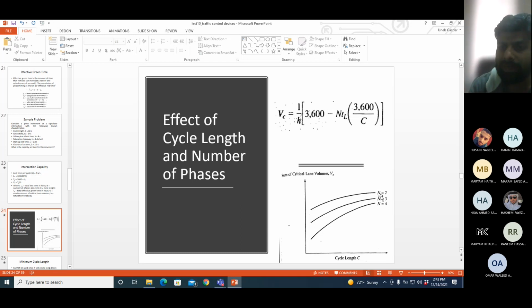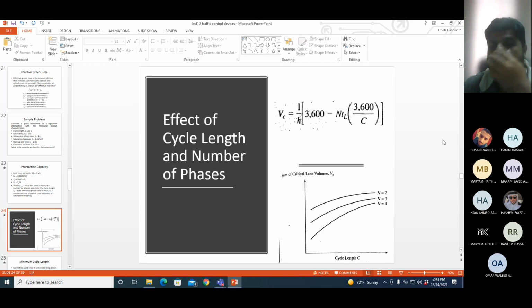And when I increase the number of phases, capacity is decreasing. So it is inversely proportional: increase the number of phases, capacity decreases. What can be the reason for that? The reason is that with each phase you are introducing its own lost time. When you had 2 phases, lost time was multiplied by 2. When you had 3 phases, lost time is multiplied by 3. So you are increasing the lost time with every phase.